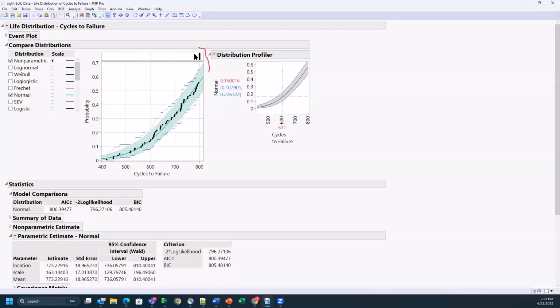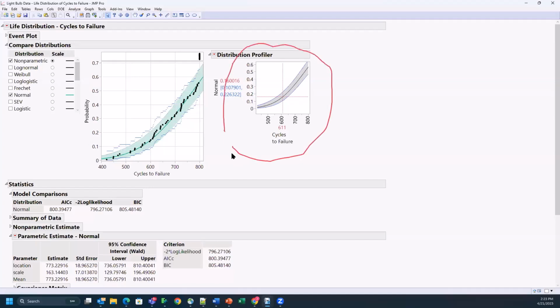Notice up here at the very top, there's a few points up here. These represent those units that made it to 800 cycles. So these are censored up here. These are all failures down here. JMP has taken these into account and has built them onto the tail end of the distribution.